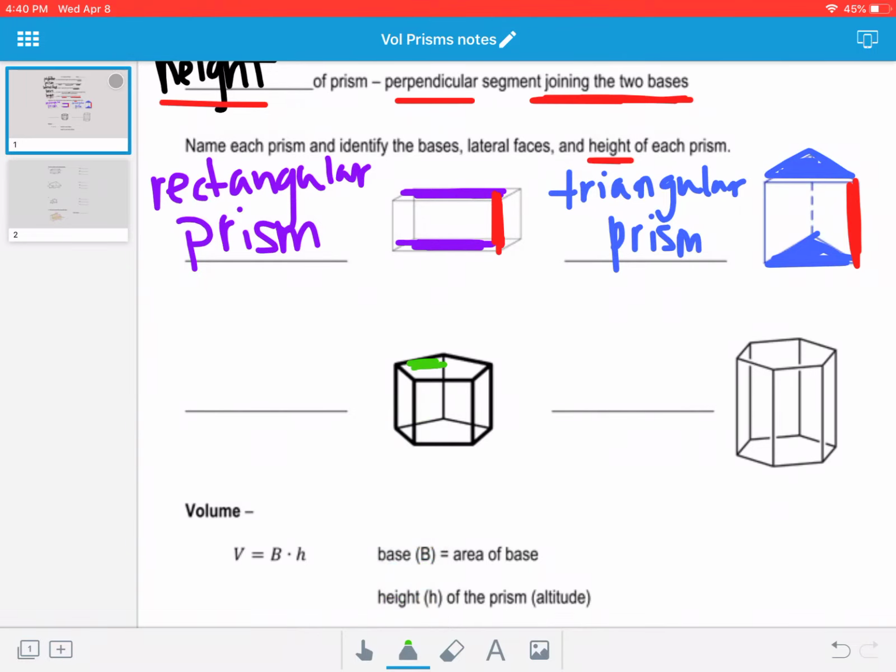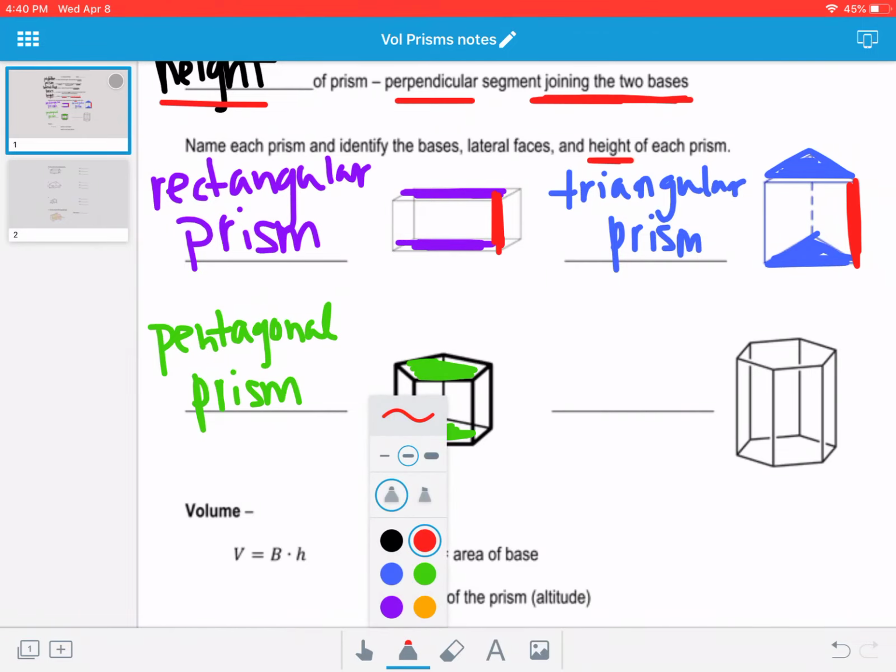Number 3 here, I'm shading in my bases in green. There are 1, 2, 3, 4, 5 sides to those bases. So we're going to call this a pentagonal prism. The height of this prism has to connect the two bases. It would be one of those 5 vertical segments that connect the two green pentagons. Lateral faces, there would be 1, 2, 3, 4, 5 rectangles going around it.